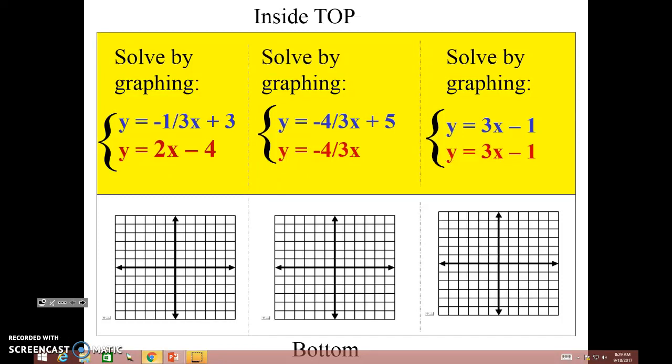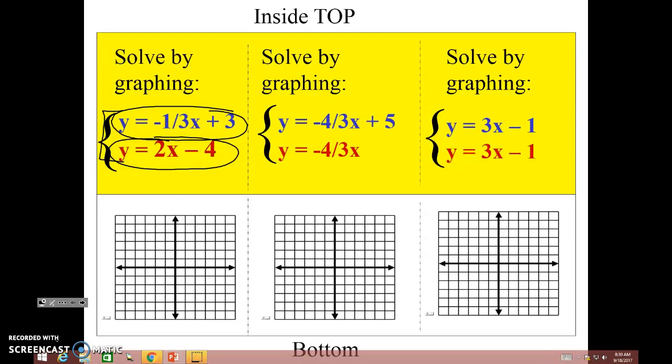So what I want to do first is look at this first problem that you see over here on the left that says solve by graphing, and then it gives us these two equations. So that's going to be y is equal to negative 1/3 x plus 3, and y is equal to 2x minus 4. So we have two lines in slope-intercept form, and we want to solve this by graphing. In order to do so, all we're going to do is graph those two lines on our coordinate plane down here and determine where those two lines intersect.